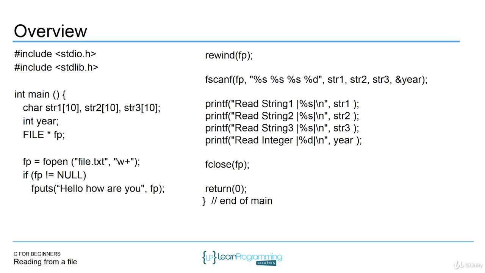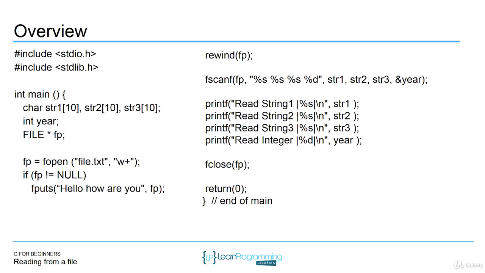So here's what it looks like. You'll notice that main is creating 3 character arrays, str1, str2, and str3, just 10 bytes each. We create an integer called year. We create a file pointer. The first thing we do is open up the file, in this case for reading and writing, but we're not going to actually write anything to it. We're just going to display what we're reading from it.